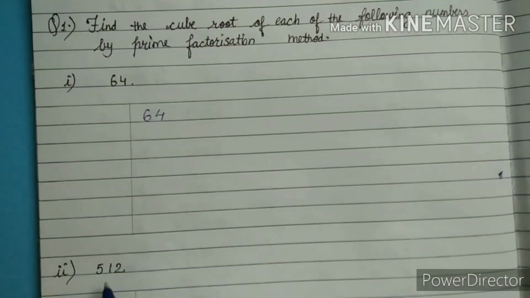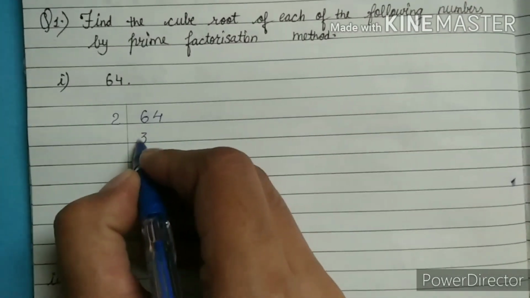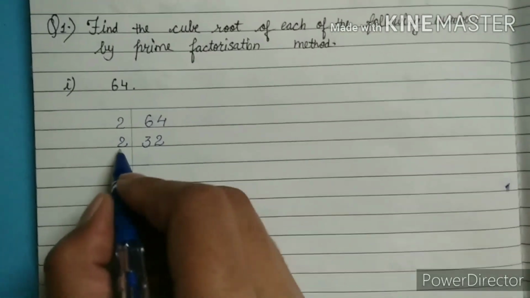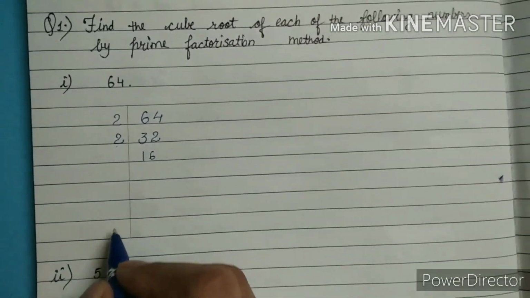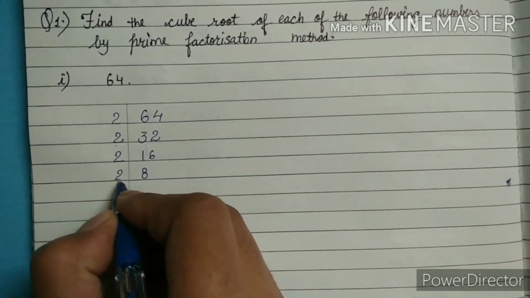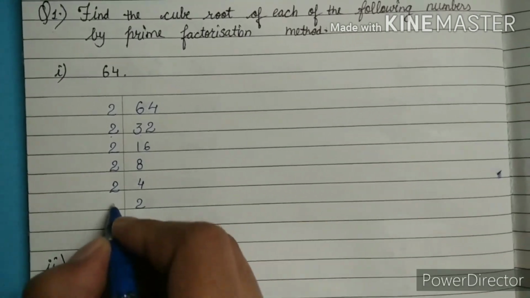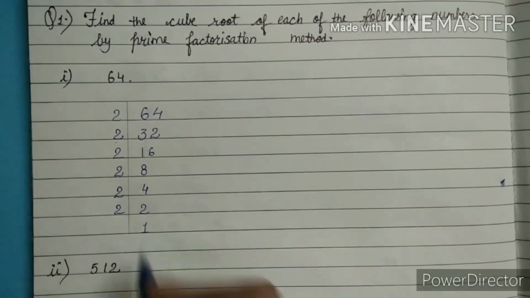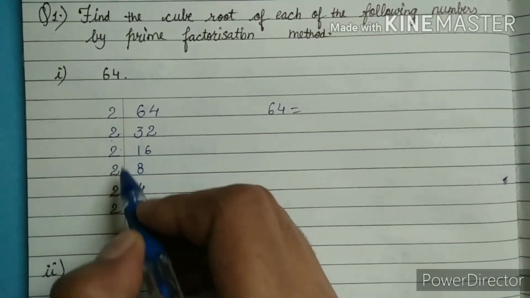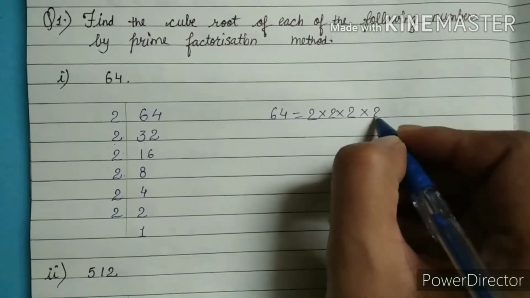So here is 64. Firstly divide 64 by 2. 2 3s are 6, 2 2s are 4. Again, 32 divided by 2 is 16. Now 16 divided by 2 is 8. 8 divided by 2 is 4. 4 goes 2 times and lastly 2 goes 1 time. So the factors of 64 are 1, 2, 3, 4, 5, 6, that is 6 times 2.